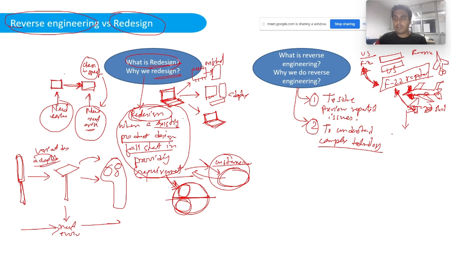Also, this is not a legal way of doing reverse engineering. I mean, if there is IP involved, and IP means intellectual property, and you are trying to reverse engineer such a product and then commercialize it, then this is not legal. Otherwise, reverse engineering is a method where we dissect a product to understand complex technology, and try to understand how it functions.